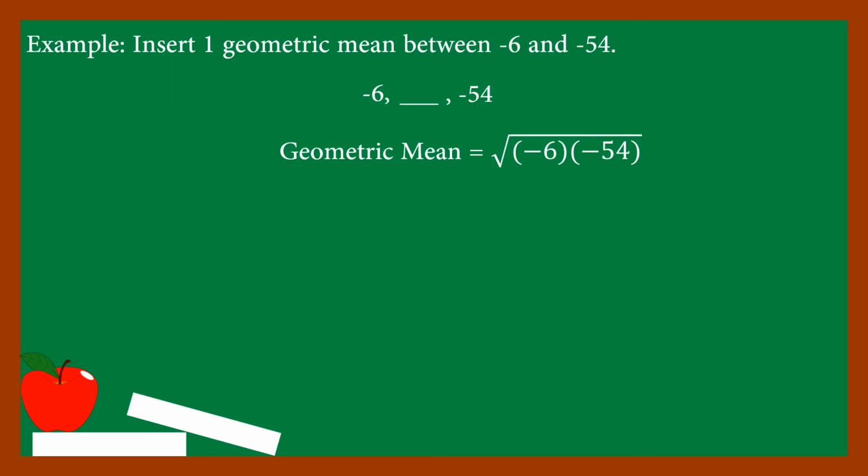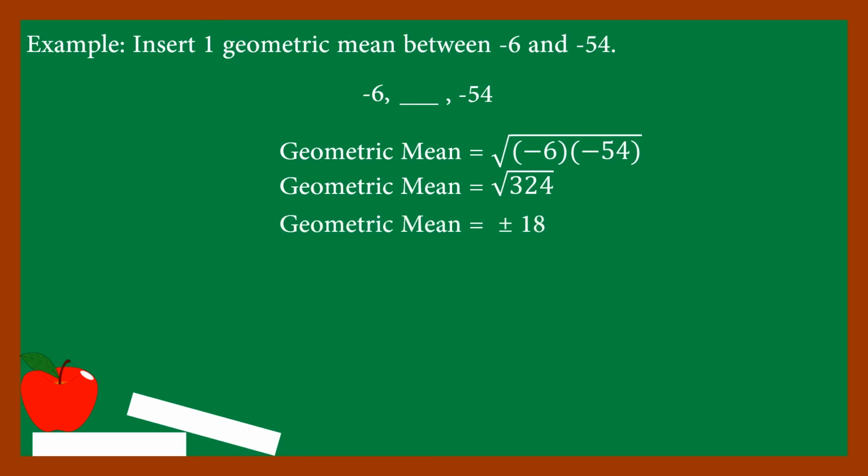So, we multiply negative 6 and negative 54. We will have positive 324. Now, we're going to get the square root of 324. So, again, with a square root, we are going to arrive with two answers. So, one is positive and the other is negative. So, the square root of 324 is positive or negative 18. Because 18 times 18 is equal to 324, or negative 18 times negative 18 is also equal to 324.